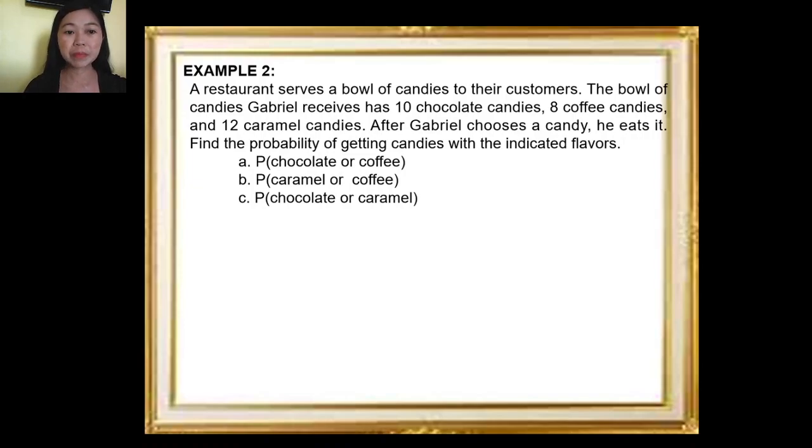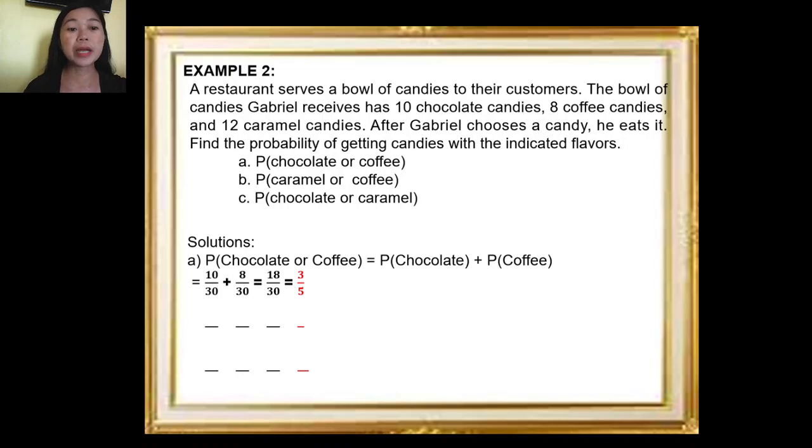Okay. So for letter A, we are going to find the probability that the candy that he eats is chocolate or coffee. Then letter B, probability that it is caramel or coffee. And then letter C, the probability that it is chocolate or caramel. So let us have the solution for these three.